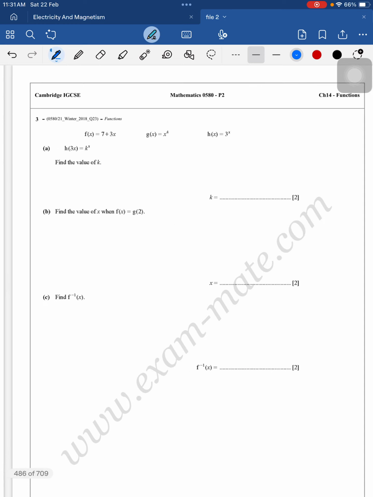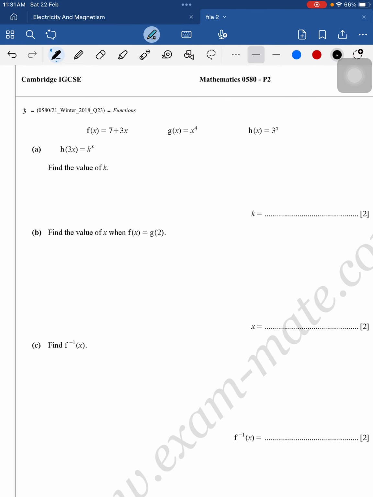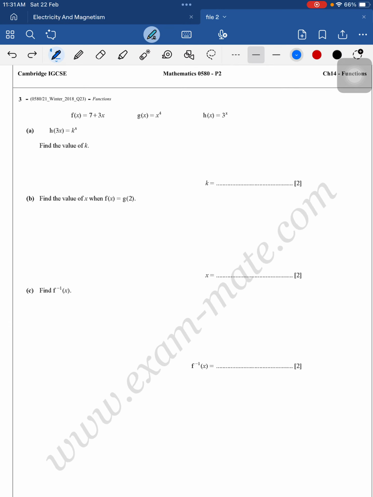Question number 3. We have function f(x), we have g(x), we have h(x). 3 functions are given. Okay. Part A is h(3x) is equal to k(x). h(3x) is equal to k(x). Right. So what is h(x)? h(x) is 3x... h(3x) means put 3x in place of x. So in place of x, I put 3x.